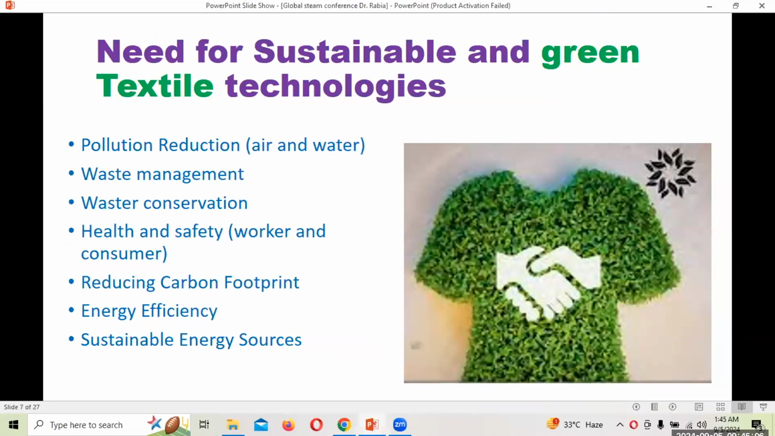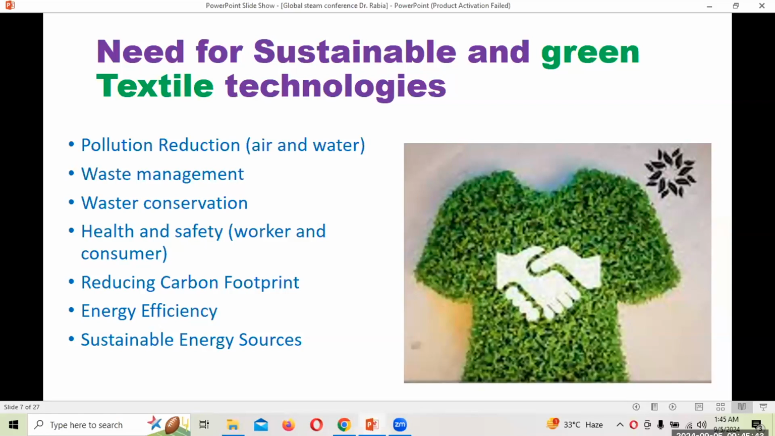These are the very huge problems associated with textile industries, and we need green technologies for sustainable pollution control, sustainable fashion, and sustainable textile solutions, so that these chemical processes can be safe for the employees of the textile industries as well as consumers of the textiles. First of all, these green technologies should reduce the pollution, air and water pollution.